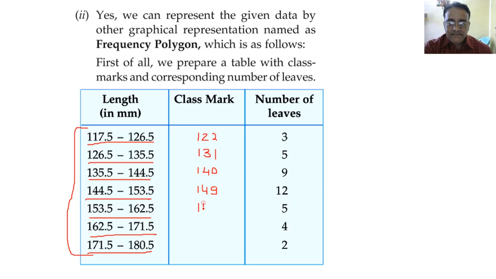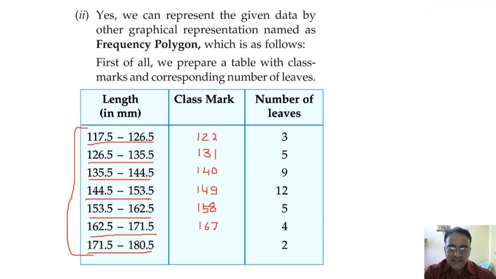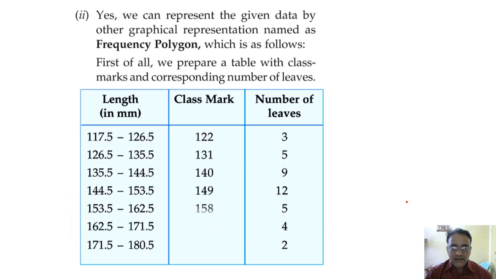Next one, 158. This will be very useful for you in class 10th, क्योंकि वहां पे केवल क्लास मार्क का ही ज्यादा रोल है मीन में. 167. And the last one, 176. Okay, so like that we have completed all the class mark. Now we have to plot the points. This class mark we have to take on x-axis and this on y-axis. We have to plot the points.